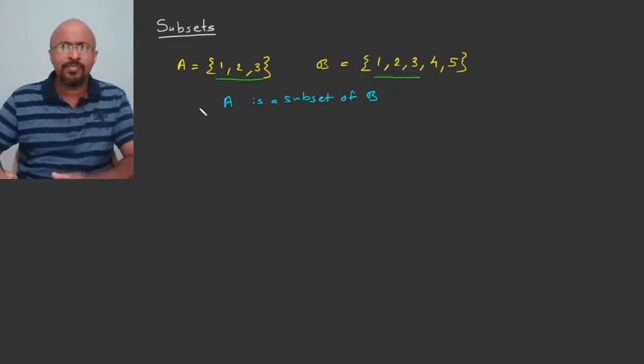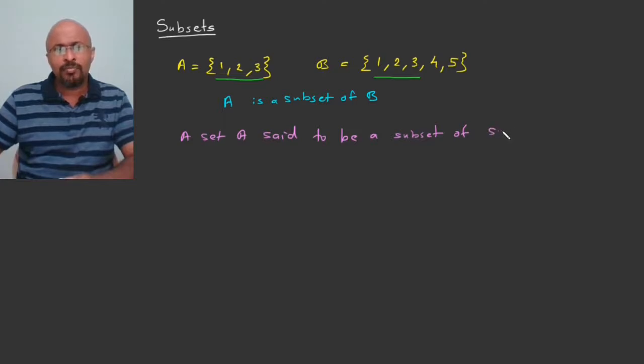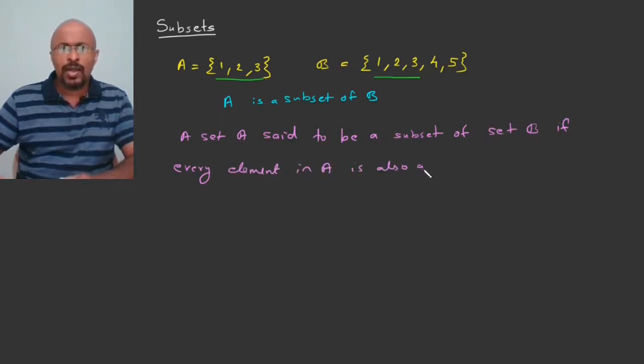What is a subset? A set A is said to be a subset of set B if every element in A is also an element of B. So, in this case you can see every element of A is there in set B also. Then we can say set A is a subset of set B.